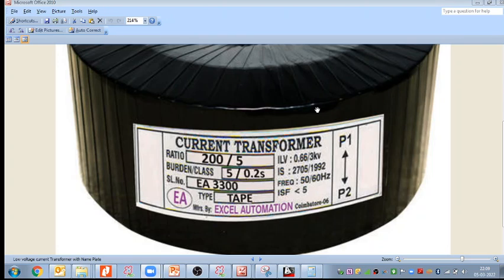Okay, so this is the one rating plate. Let me ask one point. What is the meaning of ILB here? Then we will go to the next rating plate.